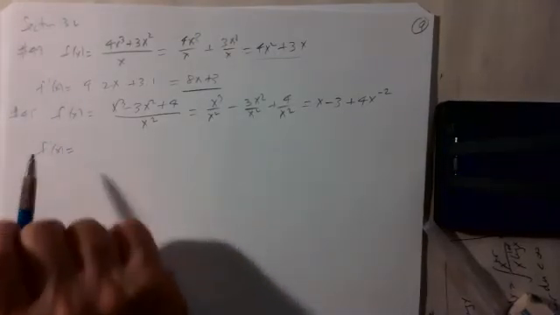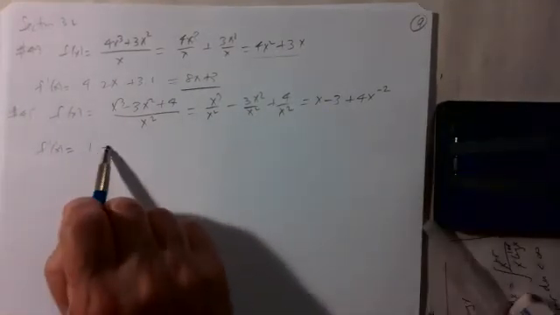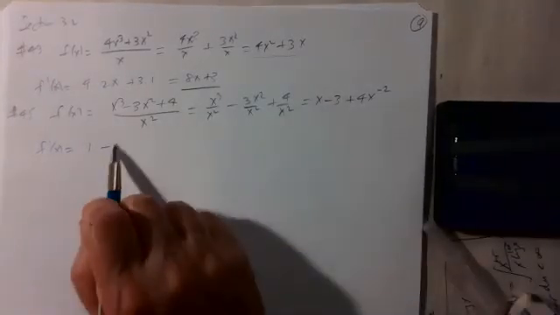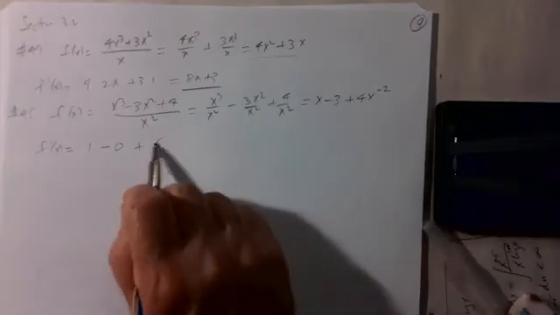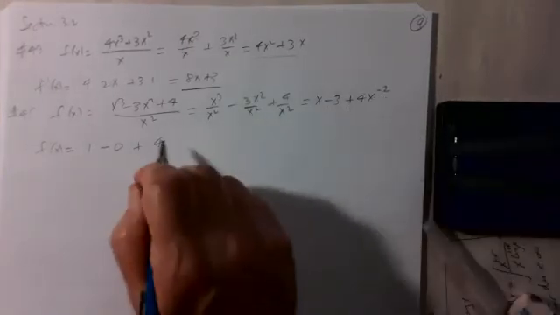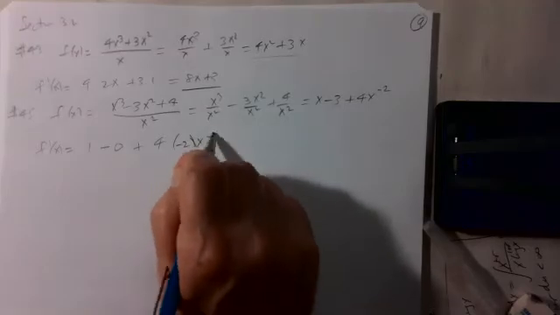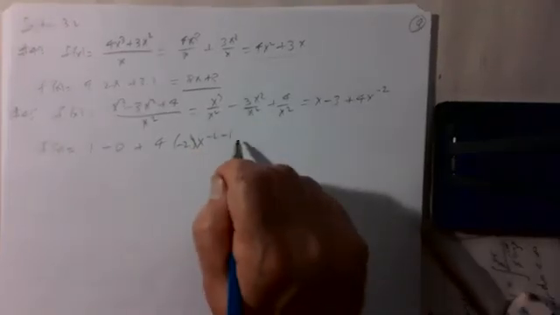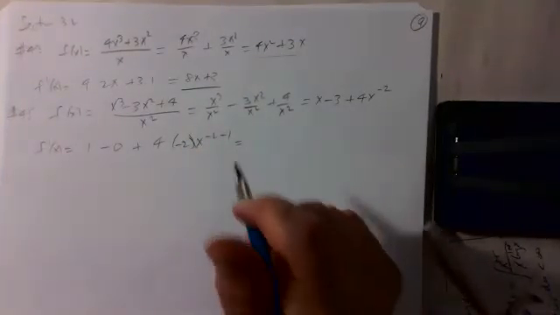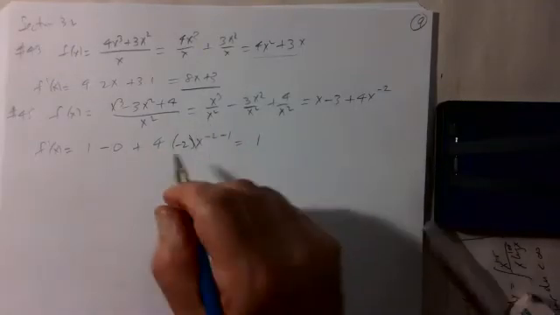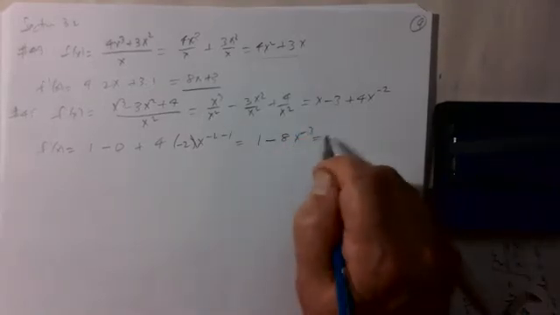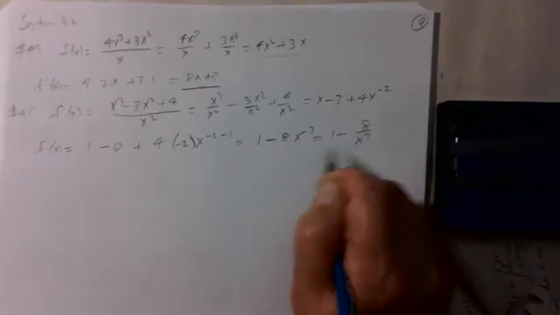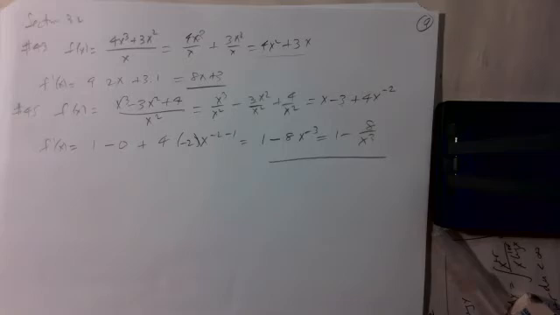So when I differentiate, the derivative of x is 1, the derivative of the constant 3 is 0, and the derivative of 4x to the minus 2 by the power rule, 4, the derivative of x to the power minus 2 is minus 2, x to the minus 2 minus 1. So we get 1, 0, 4 times minus 2 is minus 8, x to the minus 3, or 1 minus 8 over x cubed. Either one, you can leave it either way. They're both correct.